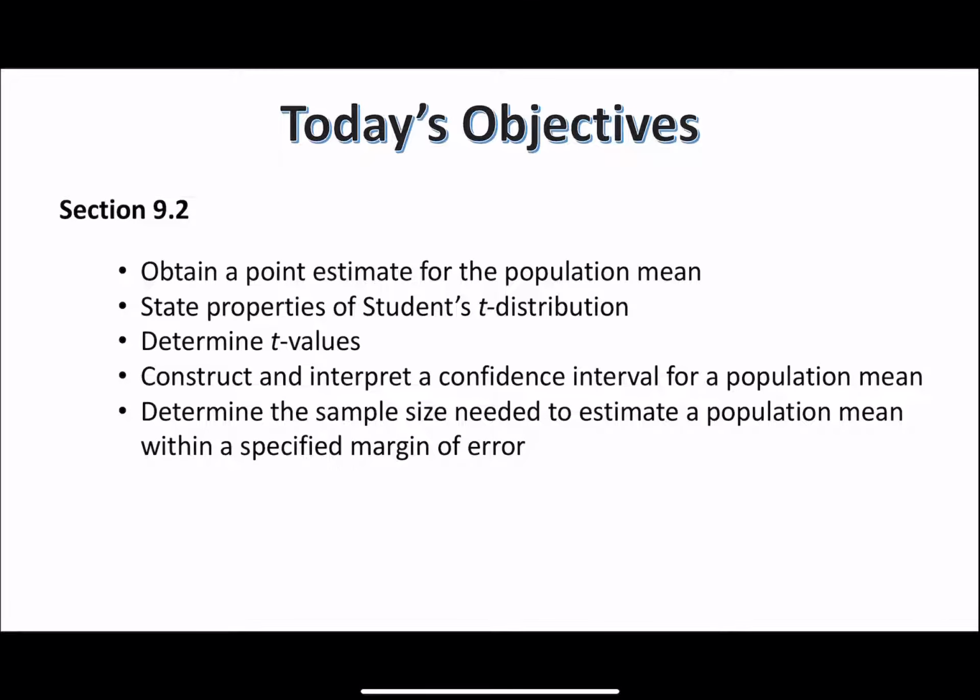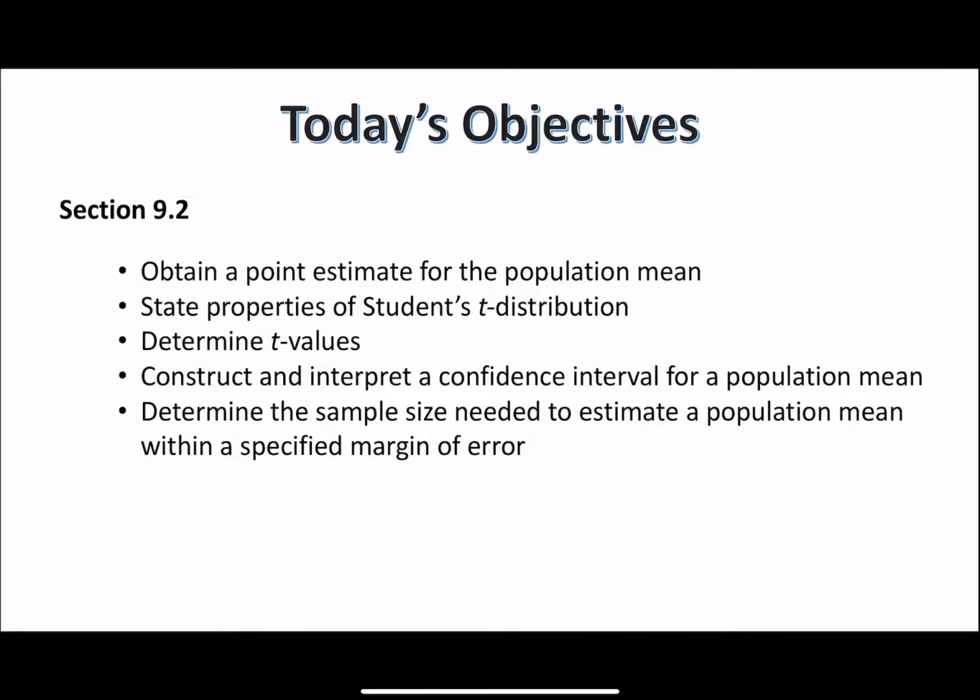Okay, so now we're at section 9.2. There are a lot of similarities between section 9.1 and 9.2, and some of the language is the same, but there's a lot of differences as well. The last two slides of this lesson will show you, we'll compare them side by side so you can see when to use which methods.